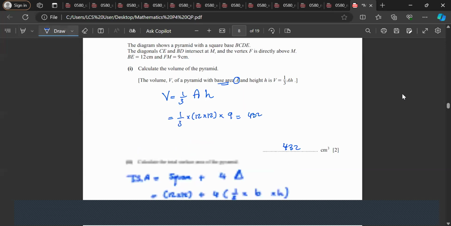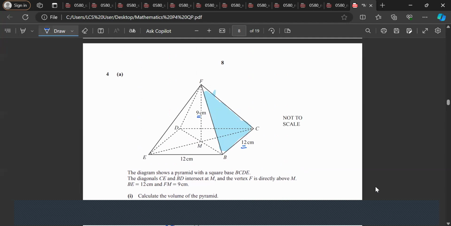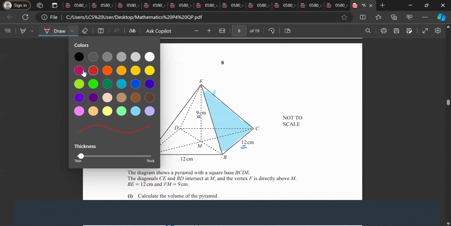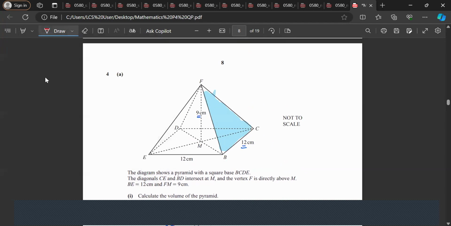12. Okay, 12. What is the height? Where is the height? The height of 9 centimeters? No, this is the problem. This is the common mistake. This 9 centimeter, Ihsan, is the height of the whole pyramid. I want the height of the 2D shape, which is triangle FBC. So the height of it will be what?